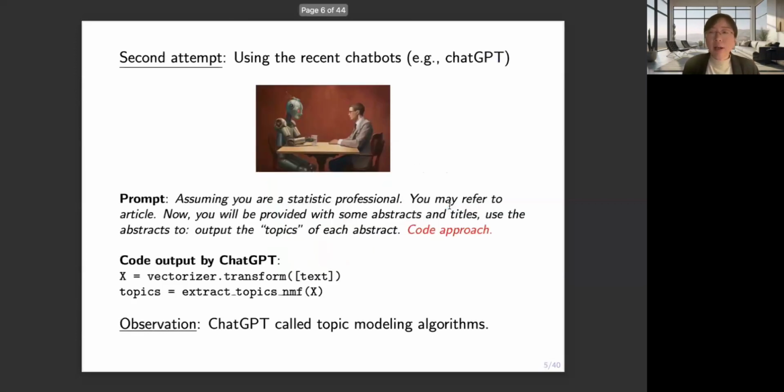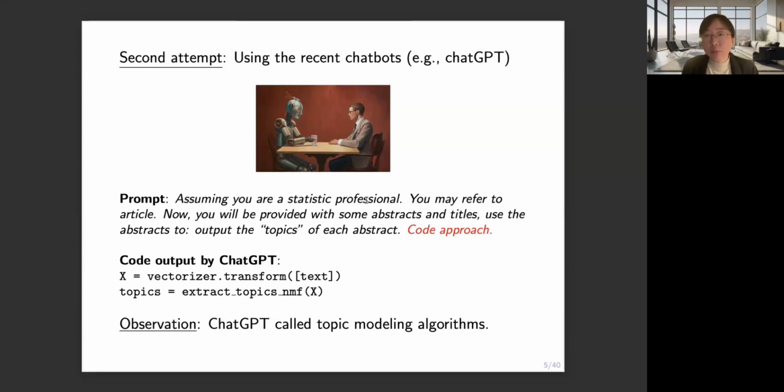My second attempt was using the recent chatbots like ChatGPT. I asked an undergraduate to focus on doing this, and he tried using different prompts. A prompt is the question we ask ChatGPT. If you ask different questions, ChatGPT will give you different answers, and there is a lot of study about prompt engineering. In our prompt, we want to make sure that the topics ChatGPT gives are for statistical professionals rather than for the general public.